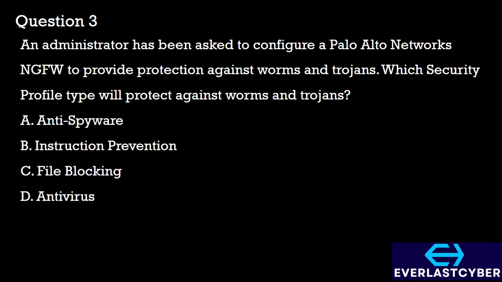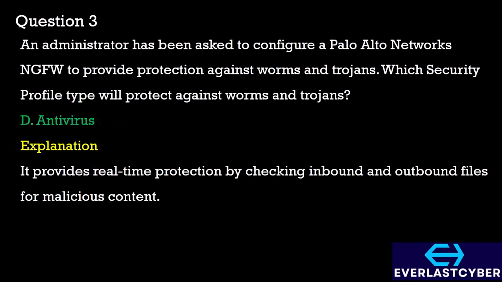In option C, file blocking controls file transfers based on their types, but it does not scan for or remove malware like worms and Trojans. Option D, the antivirus security profile detects and blocks malware, which includes worms, Trojans, and viruses, and it does this by scanning traffic for malicious signatures. So our answer here is option D. Antivirus provides real-time protection by checking inbound and outbound files for malicious content.